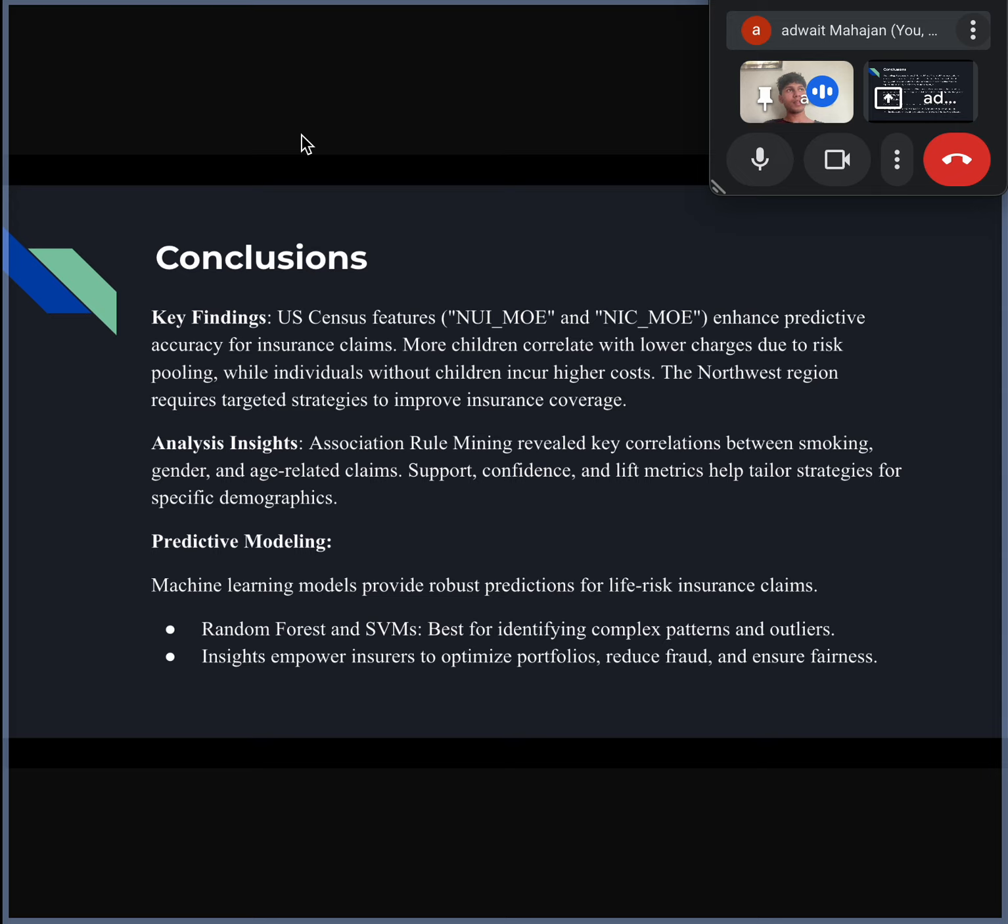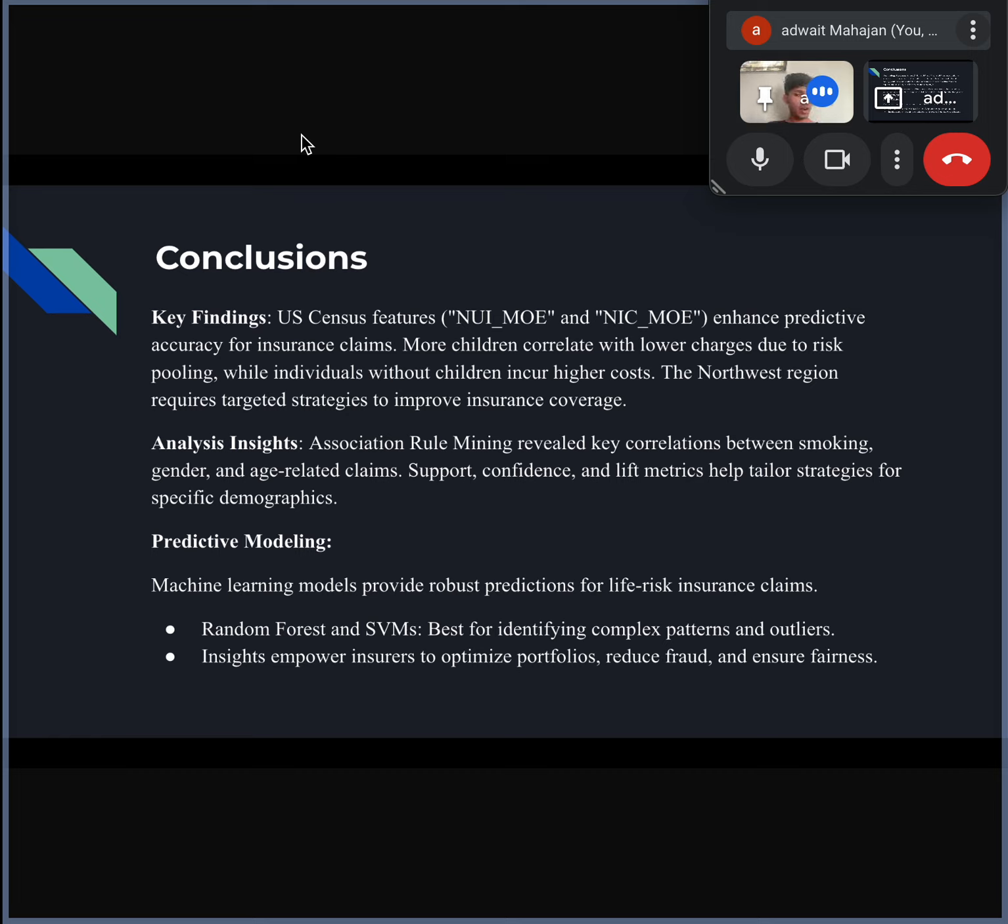Since it's a number and not a percentage, it could also be because the number of people who live in that region is less as compared to the other regions. But even then, the northwest region would require some targeted marketing for improving the insurance coverage. If we talk about the analysis, ARM revealed very unique key correlations between smoking, gender, and age-related claims, using support, confidence, and lift metrics. These are the rules that we used for ARM. They help us tailor strategies for specific demographics.